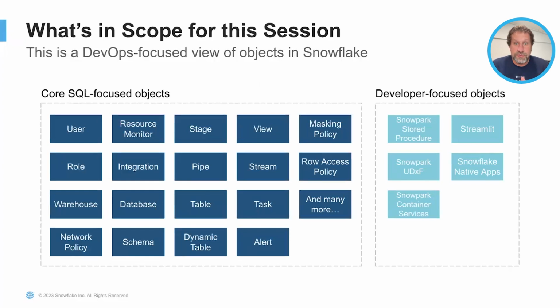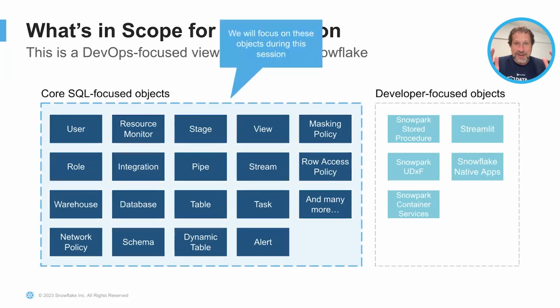The first bucket is the core SQL-focused objects, which are generally defined in SQL and are fairly simple to define. Then there are our developer-focused objects, a lot of new objects in Snowflake that are more than just a SQL definition. They often have an application behind them, so they've got Python code or libraries that are part of the object. I'm narrowing it down again: we're going to focus this session on the core, SQL-focused Snowflake objects.